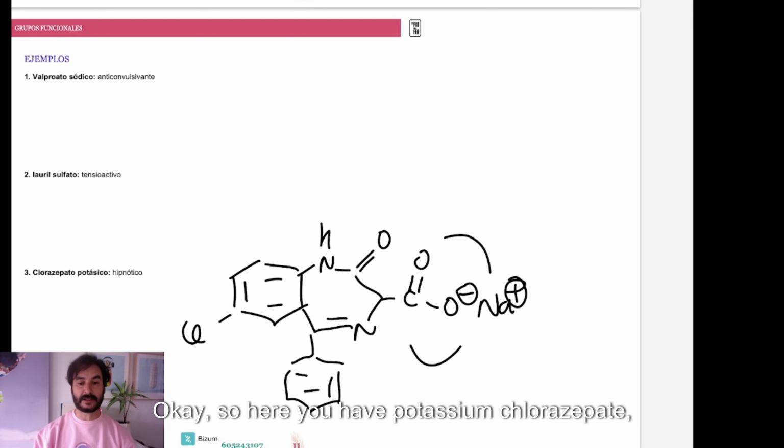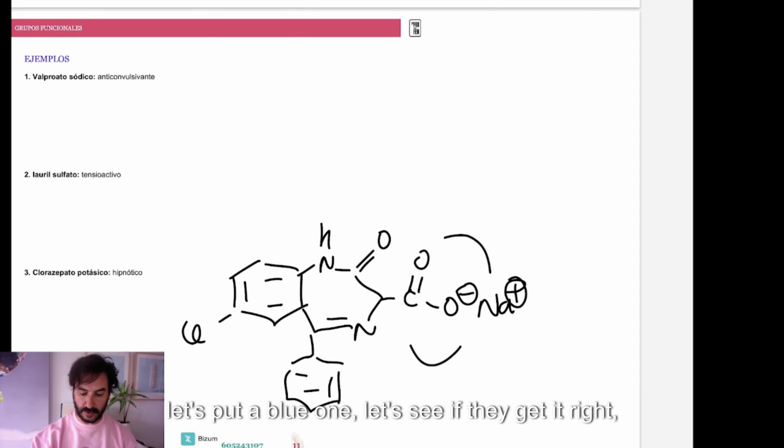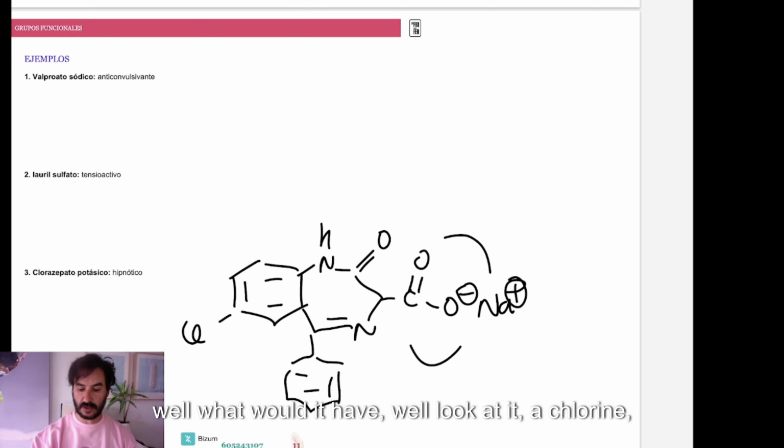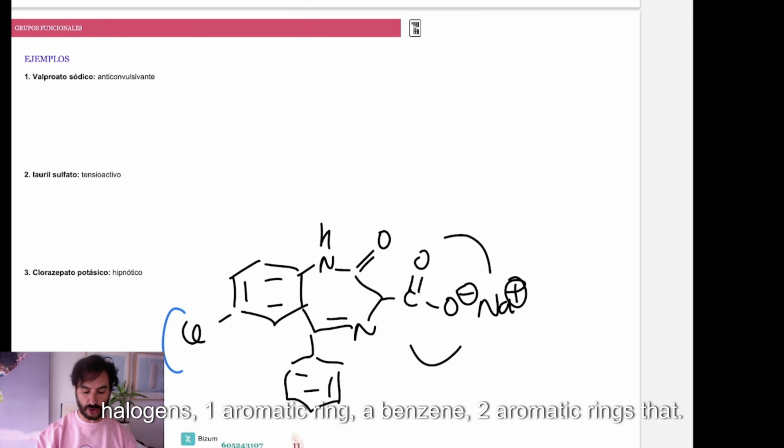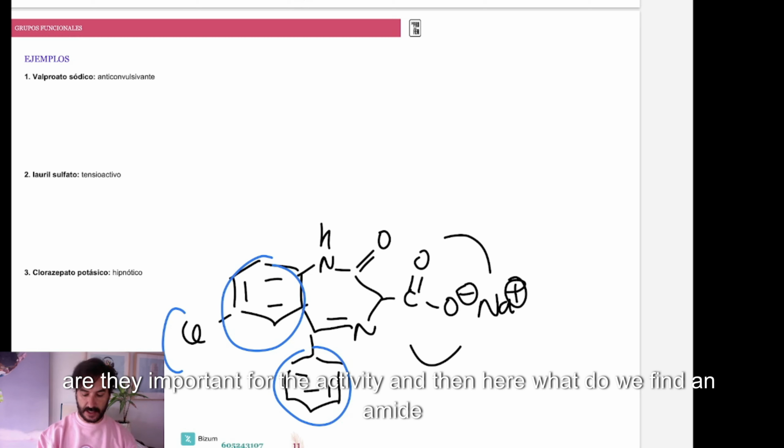Okay, so here you have clorazepate potassium. What functional groups would it have? Well, color change. Let's put a blue one. Let's see if you get it right. Well, what would it have? Look at it. A chlorine, halogens, one ring, a benzene, two rings. Do they belong to the pharmacophore group? Are they important for the activity?